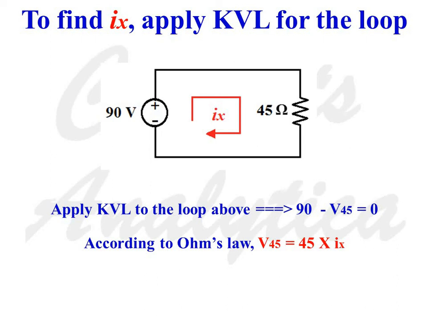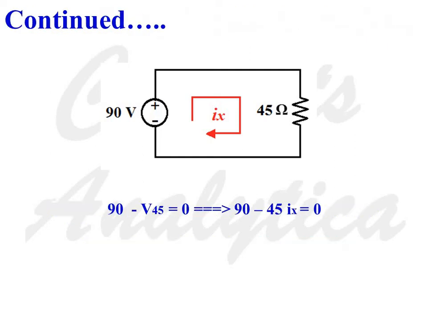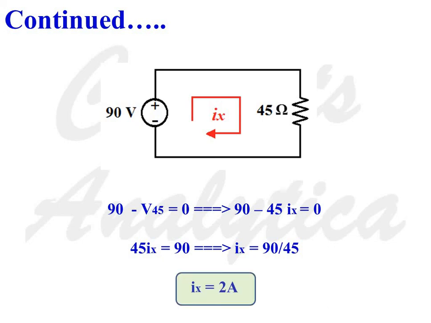So according to Ohm's law, V45 is equal to 45 into Ix, where Ix is the current flow through 45 ohms resistance. Therefore, we can write 90 minus 45 Ix is equal to 0. That means 45 Ix is equal to 90. That means Ix is equal to 2 ampere.